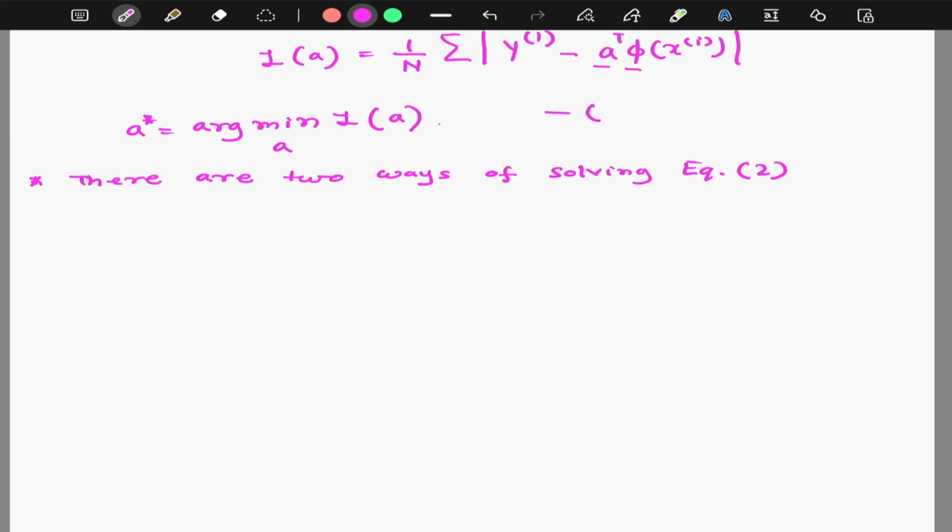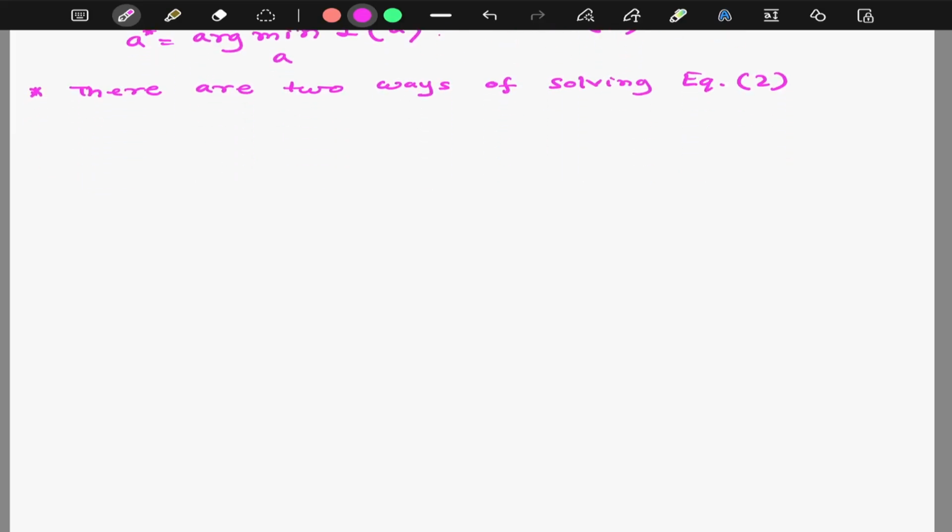Let us call it equation 2, and these two methods are the direct approach and the indirect approach. Okay. So, there are two ways of solving equation 2, direct and indirect.